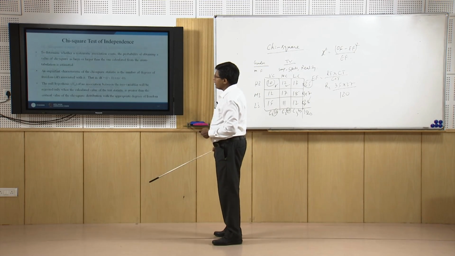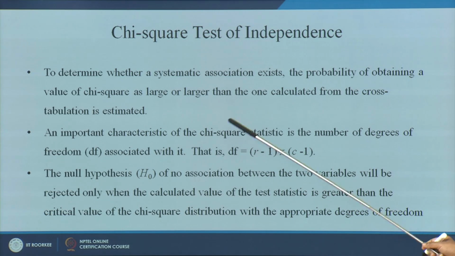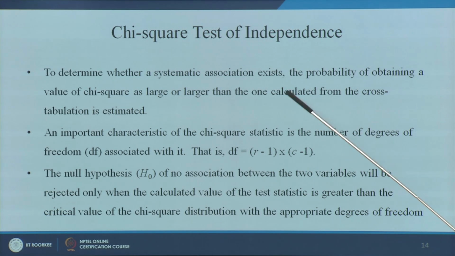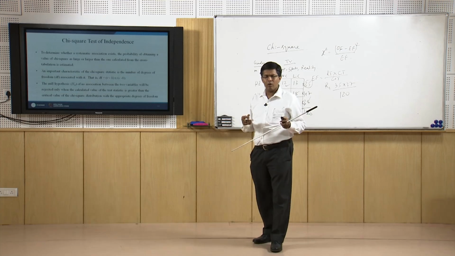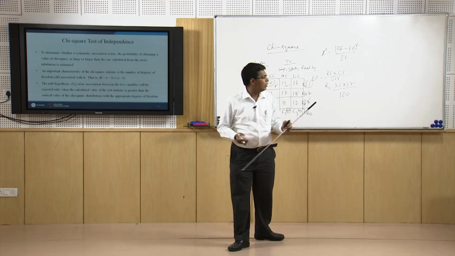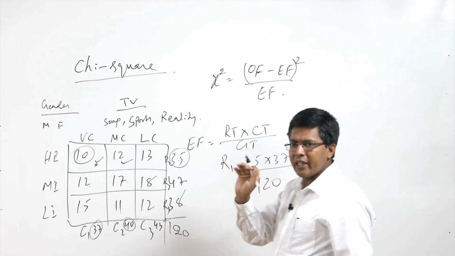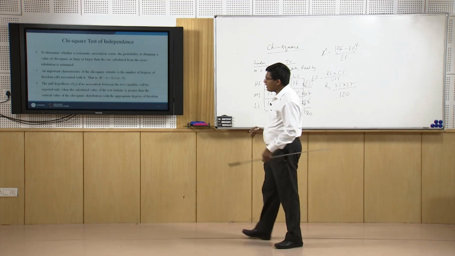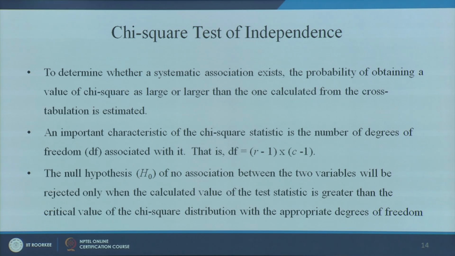Now after doing this, one important thing is that you also have to know the degrees of freedom, because after you have calculated the chi-square value, it has to be compared against the table value for a certain number of degrees of freedom. So what is the degree of freedom? Degrees of freedom is equal to rows minus 1 into columns minus 1.